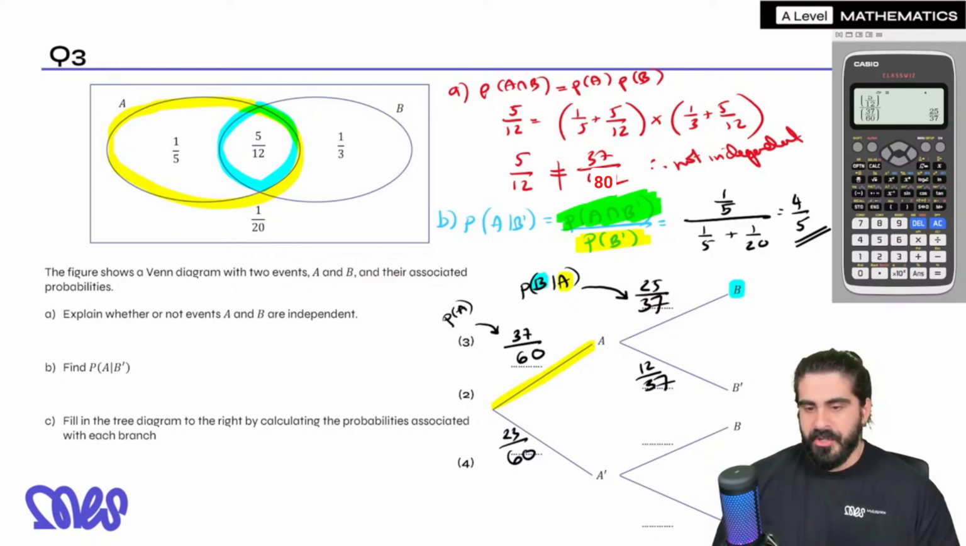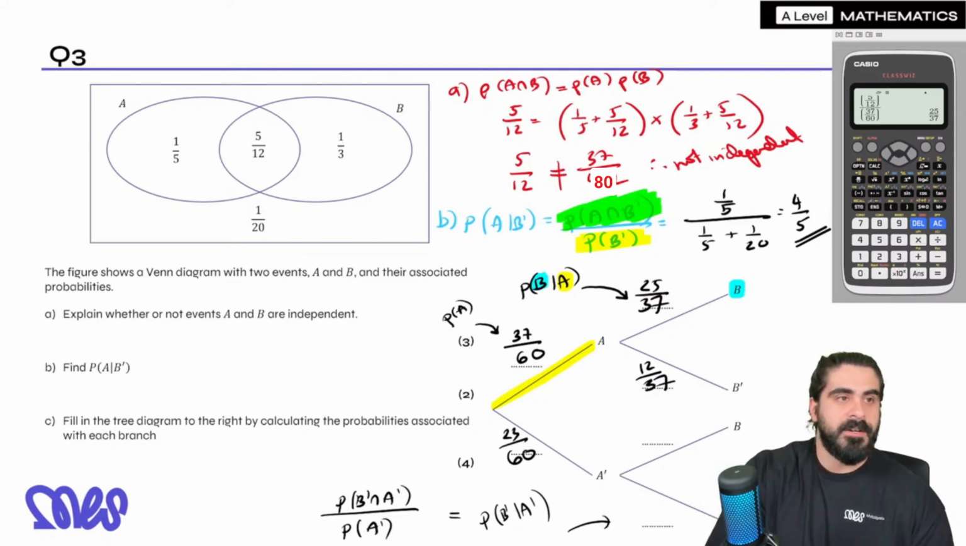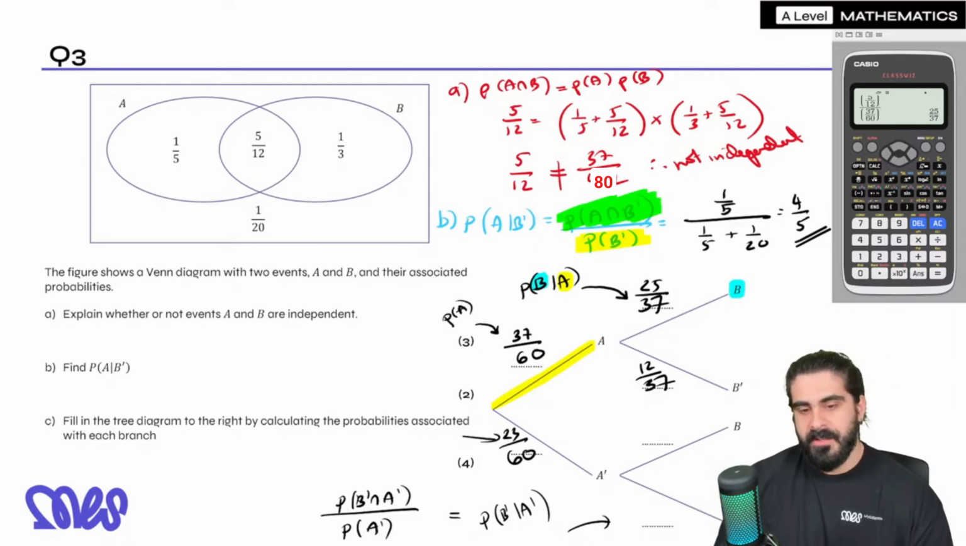Let's do the bottom branch. So this one being given not A, what's the probability of not B? Not B and not A over the probability of not A. What's the numerator, guys? On the branch here, we know what not A is. So not B and not A is everything on the outside of those circles. And then we have not A, we already know is 23/60.